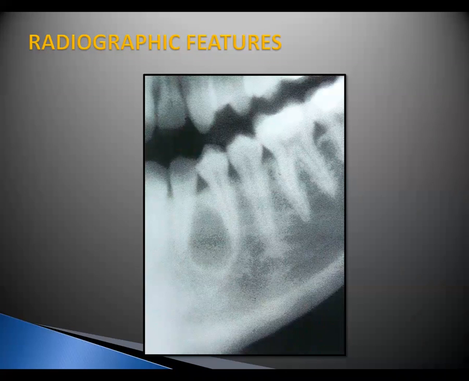Radiographic features, you can see clear cut. It is present lateral to both the teeth, the premolar and the canine. Here is the canine, here is the premolar.